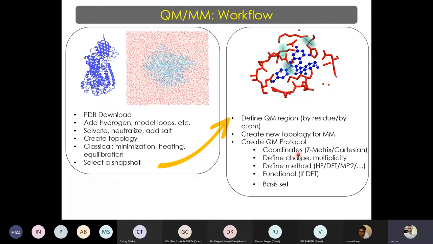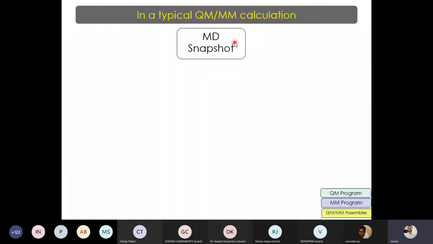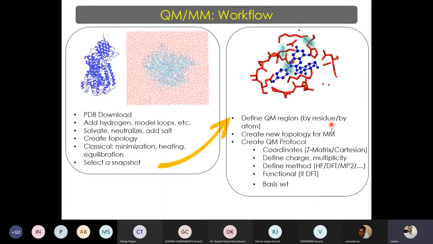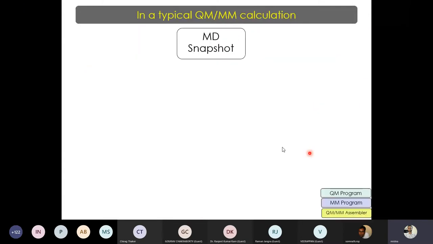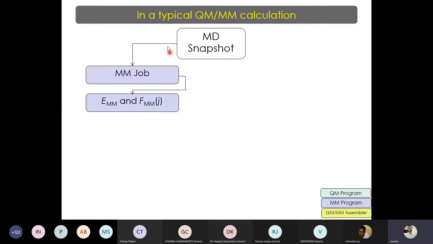All right. So what happens in a typical QMMM calculation? This is a workflow, but suppose I do a QMMM calculation, what happens behind the screen? I took an MD snapshot. The first step is to do an MM job. By MM job, I mean you have the force field, you calculate the total potential energy, and once you have the energy, you already saw in the morning how you can calculate the force as the negative gradient of the potential energy. So you have force on each of these atoms.